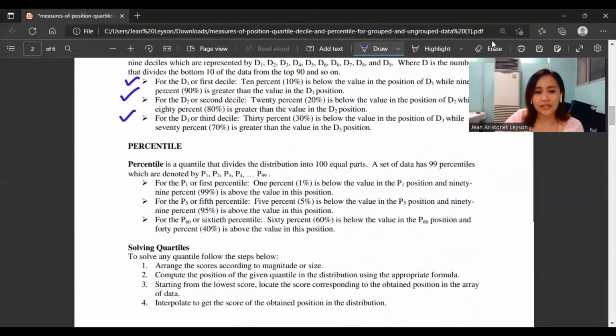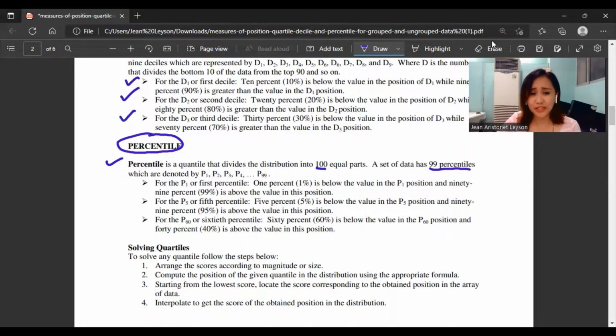The third quantile is what we call as the percentile. So by definition, a percentile is a quantile that divides distribution into 100 equal parts. So I will not be creating an illustration, that will take time, but just imagine a set of data divided into 100 equal parts. So a set of data has 99 percentiles, which are denoted by P sub 1, P sub 2, P sub 3, P sub 4, and so on up to P sub 99. Okay?